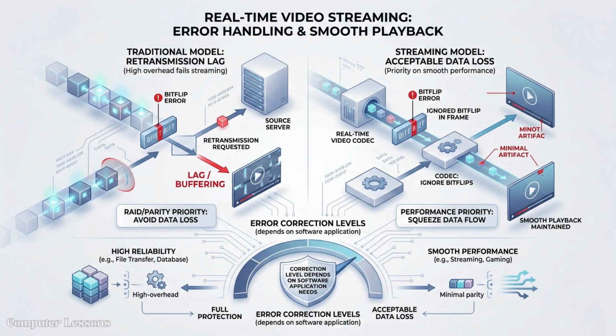In real-time video streaming, some data loss is acceptable to maintain a smooth playback for the user. The codec might ignore a few bit flips in a single frame to avoid the lag of a retransmission. This shows that the level of error correction depends on the specific needs of the software application.